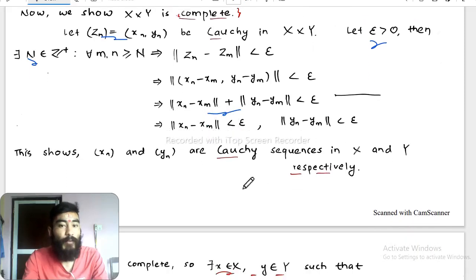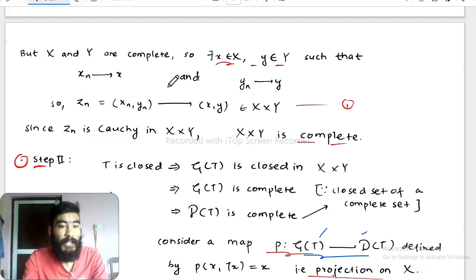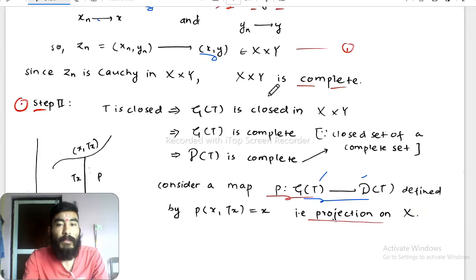This shows x_n and y_n are Cauchy sequences in X and Y respectively. But X and Y are Banach spaces, complete spaces, so there exist x and y such that x_n converges to x and y_n converges to y. This shows Z_n, which equals (x_n, y_n), converges to (x, y), which is an element of X cross Y. This shows Z_n, which is a Cauchy sequence, converges in X cross Y. This shows the space X cross Y is complete.